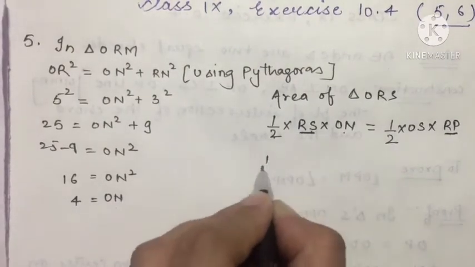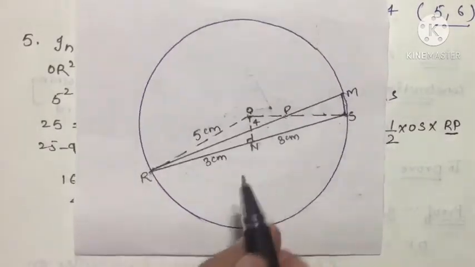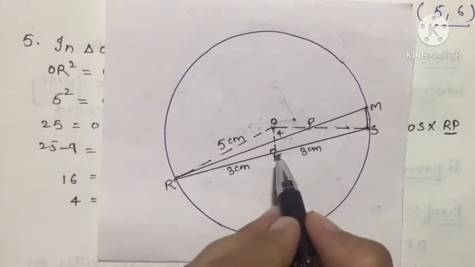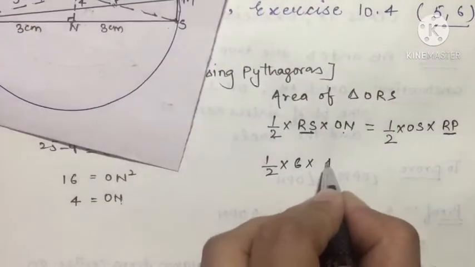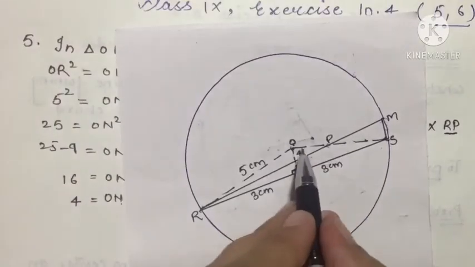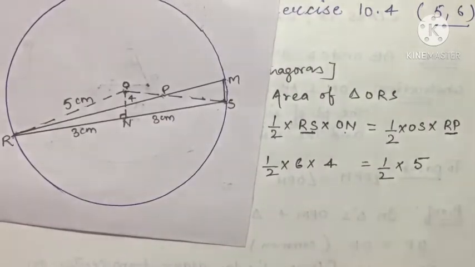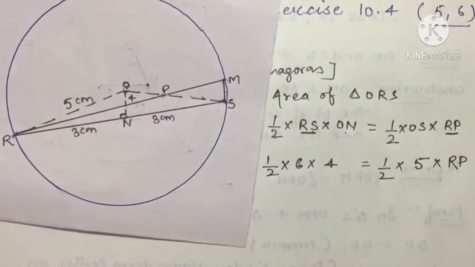I can put the value 1 by 2 into, what is the value of RS? Complete RS, that is 6. What is the value of ON? Now only we have found out ON, the value of ON is equal to 4. We have put the value 1 by 2. What is the value of OS? OS, isn't it the radius of the circle? And the radius of the circle is given as 5. So in place of OS, I will put 5. RP is the required value, this is what I have to find out in this question.